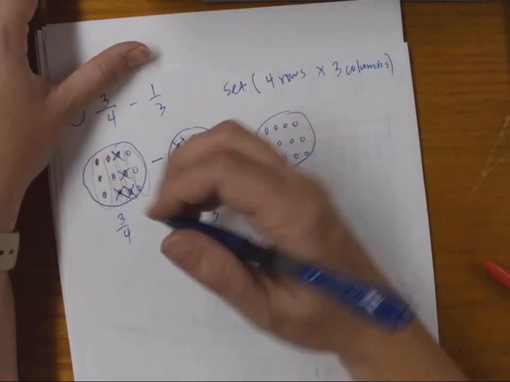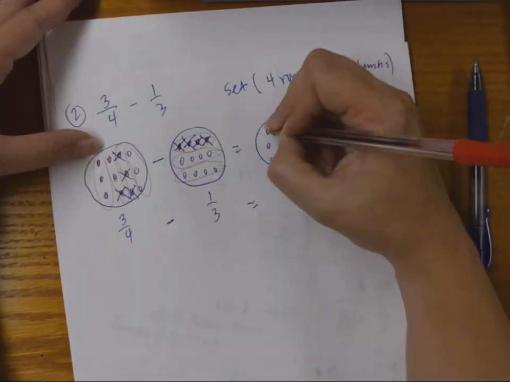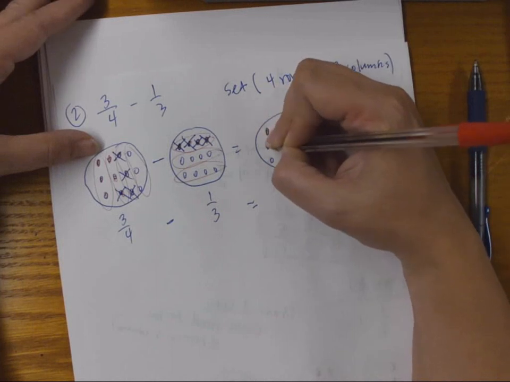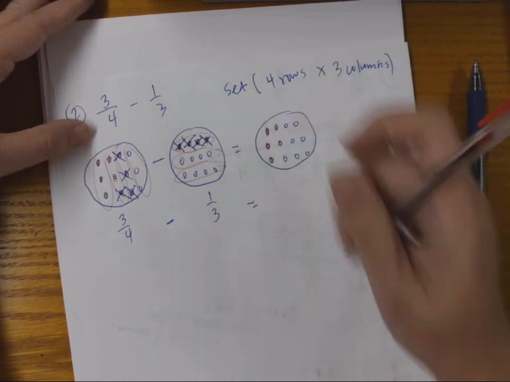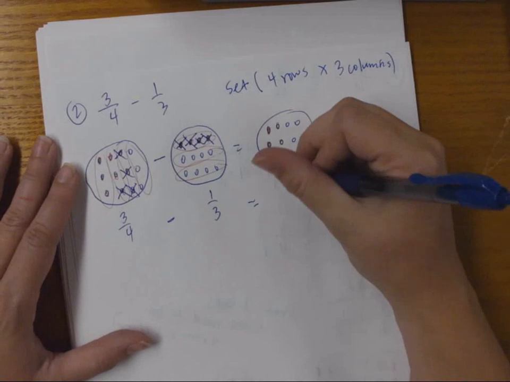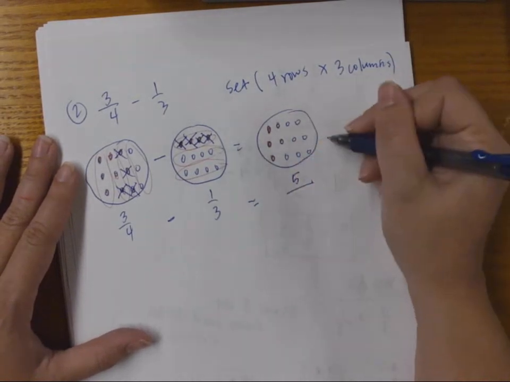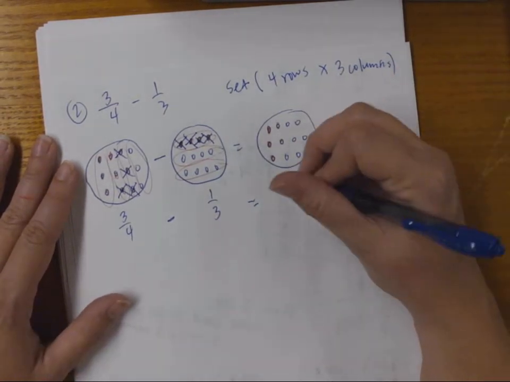So my answer is, there are 5 pieces still shaded or left over. So 5 are shaded in. How many make a whole? There are 12 pieces that make a whole.